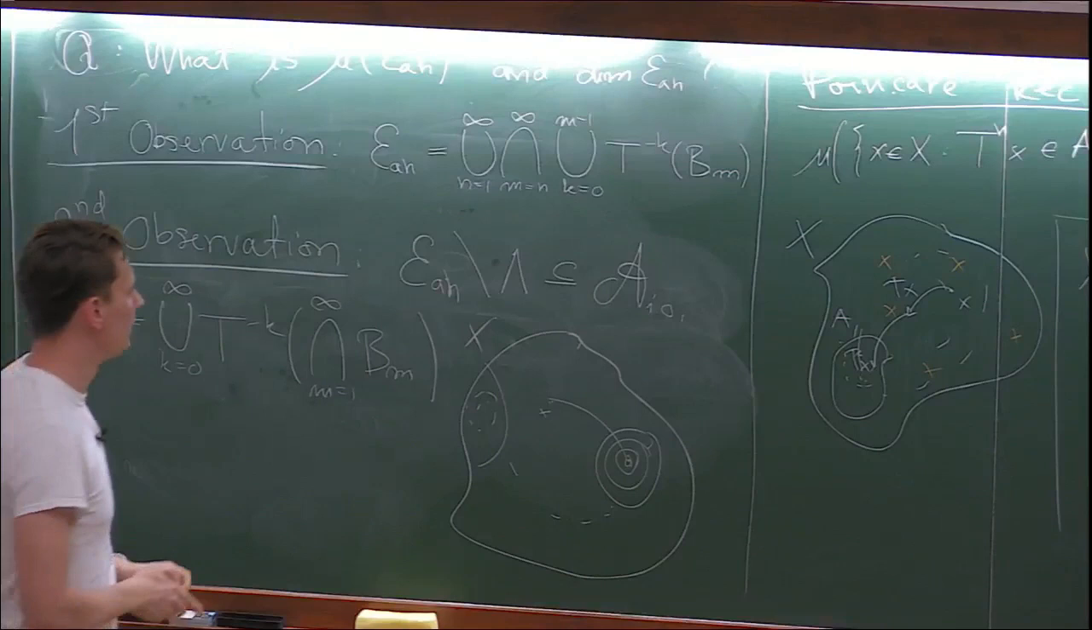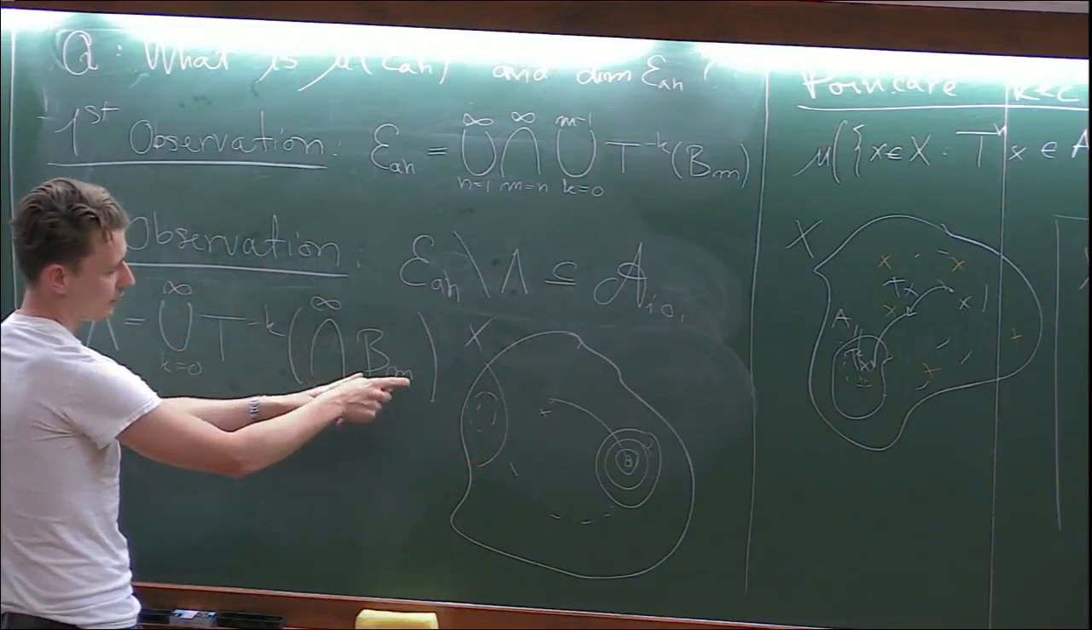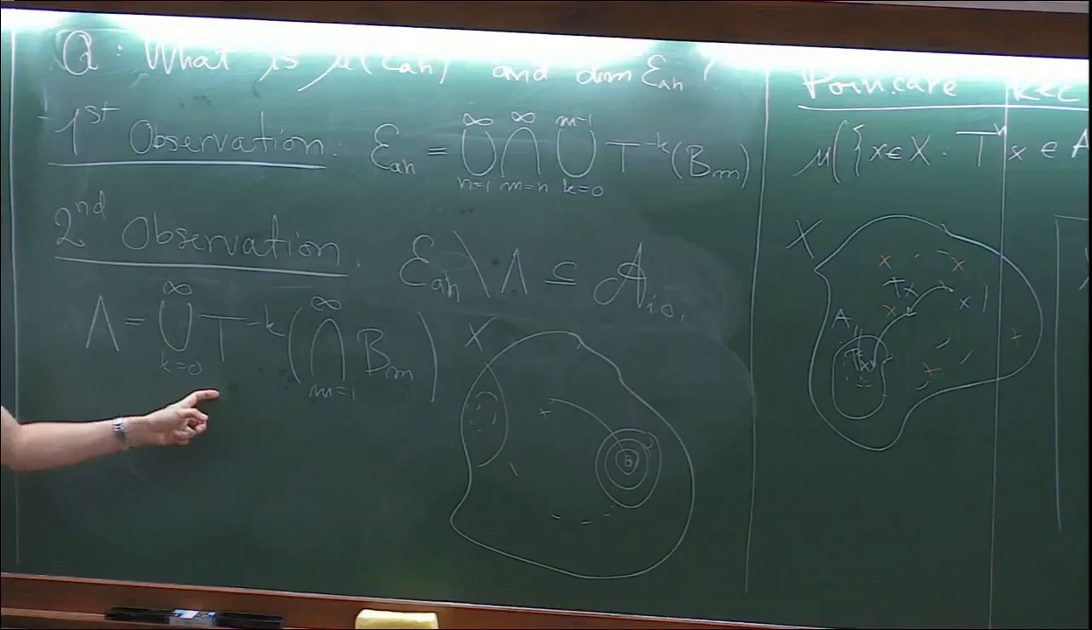So we certainly need to remove this set, but it's not really an issue because we know that the measure of the B_Ms goes to zero, so the intersection certainly has measure zero. And then we take countably many pre-images of a zero set, so mu of lambda is zero.